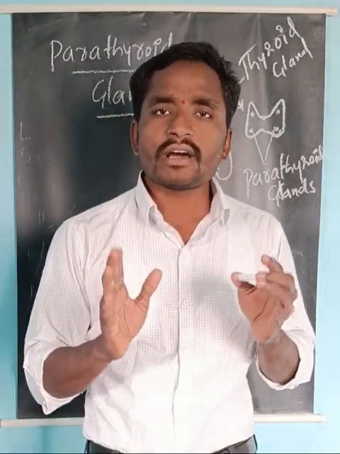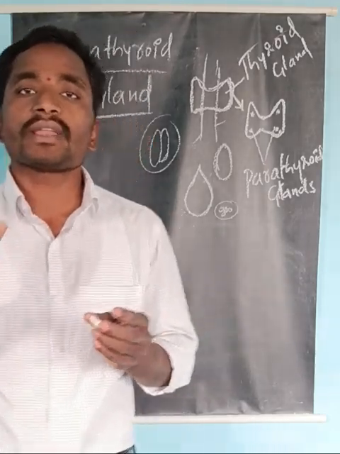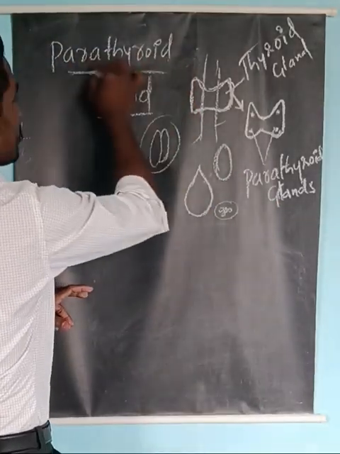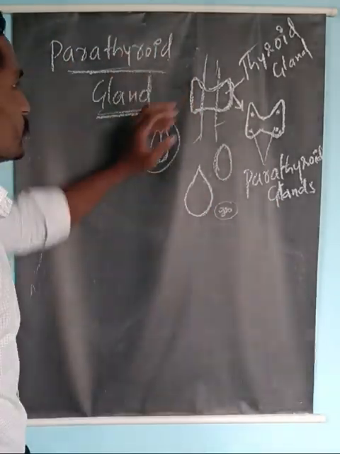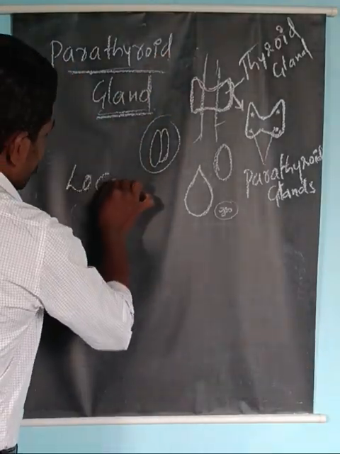The parathyroid hormone is secreted by the most important glands in the body, which we call the parathyroid glands. Okay, so let us see the parathyroid glands. Now come to the parathyroid glands, where they are located. Now come to the location.